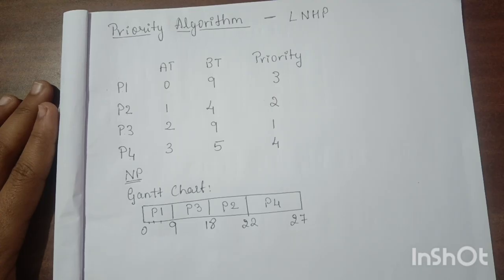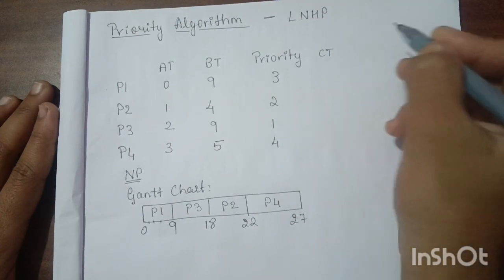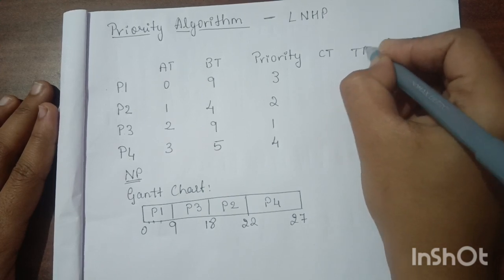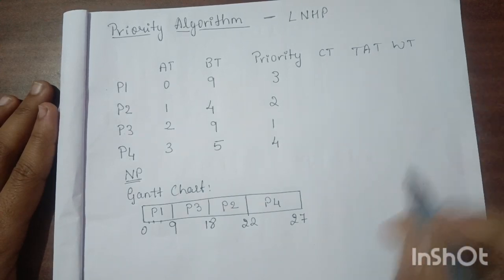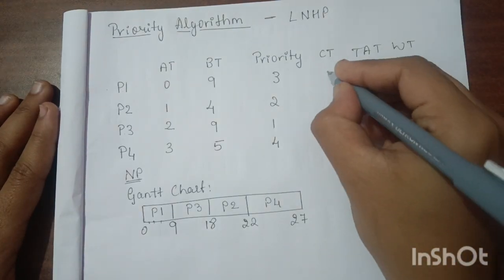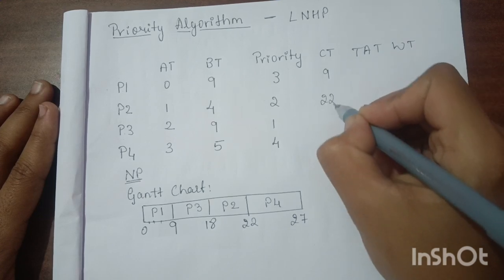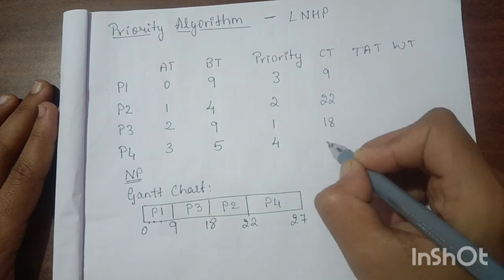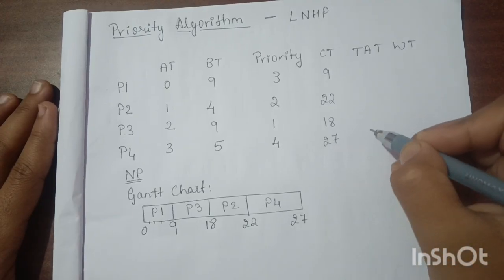Again, we calculate the completion time, then the turnaround time and waiting time. You need not consider response time, because response time is usually not asked, but only once it was asked in one previous question paper. I have shown how response time can be calculated in the previous videos, so you can check there and calculate it here also. The completion time for P1 is 9, P2 is 22, P3 is 18, and P4 is 27.